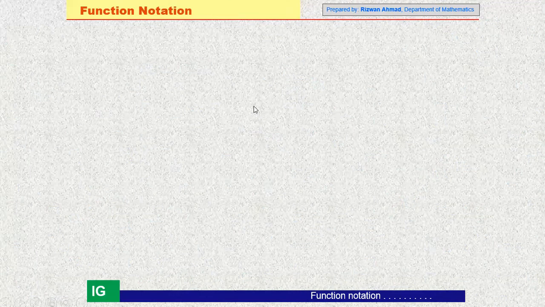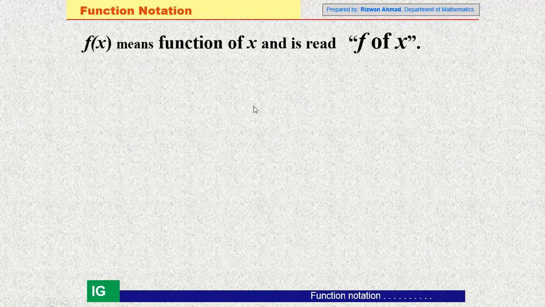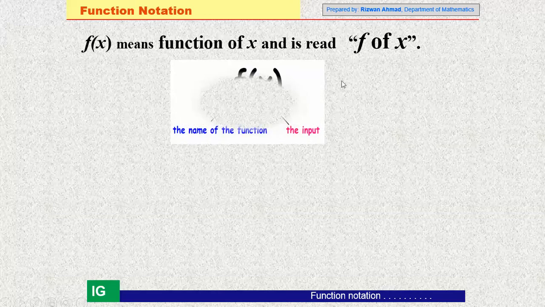Usually two notations are used for f of x. So f(x) means function of x, and it is read as f of x. When f of x is written, it means f is the name of the function and x is the input value which we insert in that.